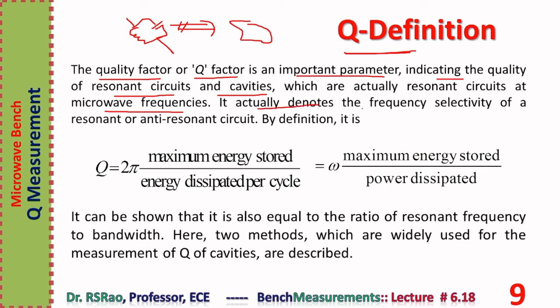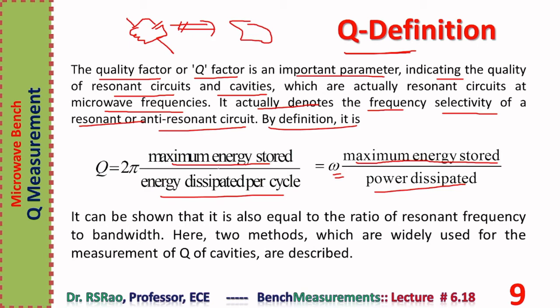Q actually denotes the frequency selectivity of a resonant or anti-resonant circuit. By definition, it is 2 pi times maximum energy stored by energy dissipated per cycle. It can be shown equal to omega, meaning angular frequency, times maximum energy stored by power dissipated. It can be shown it is also equal to the ratio of resonant frequency to bandwidth.